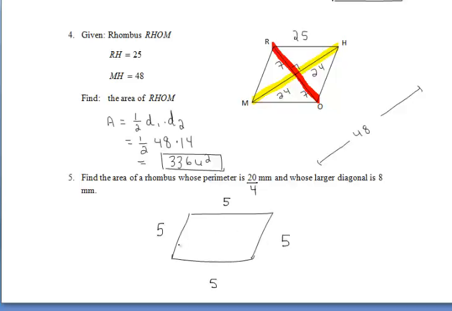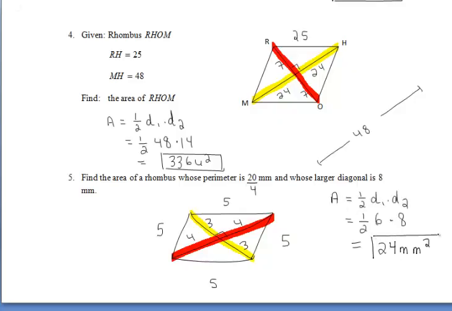And then finally, for number 5, we know the perimeter is 20, so each side of the rhombus must be 5 because all sides of a rhombus are congruent. One diagonal is 8, so we know that the diagonals are perpendicular bisectors of each other. We create some 3, 4, 5 families there, and therefore we know that the other diagonal has a length of 6. So if we do 1/2 diagonal 1 times diagonal 2, we get a final answer of 24 millimeters squared.